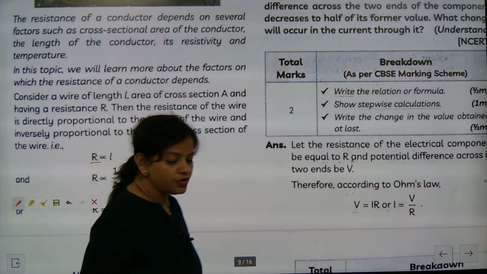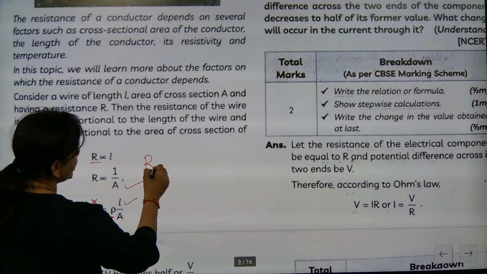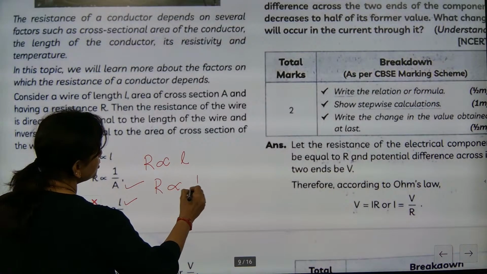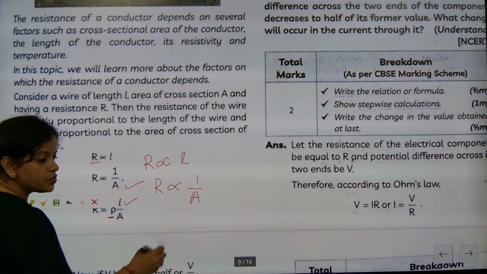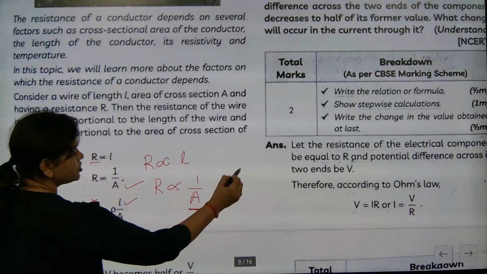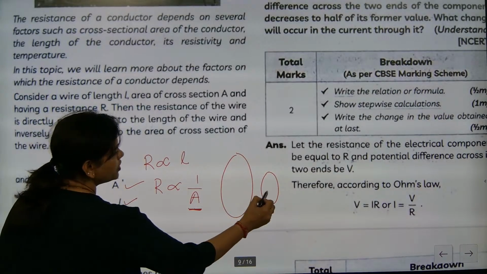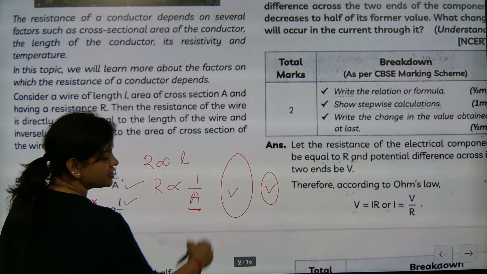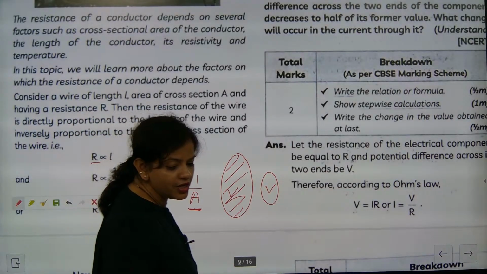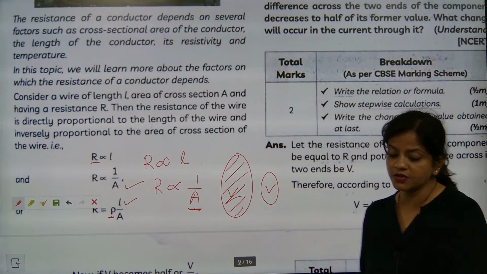Now you need to understand one thing, beta. Resistance is directly proportional to length of wire and inversely proportional to area of cross section. So if the area of cross section is more, resistance will be less, and where the area is smaller, resistance will be more. Wherever area of cross section is more, resistance will be less. That's the most important thing.